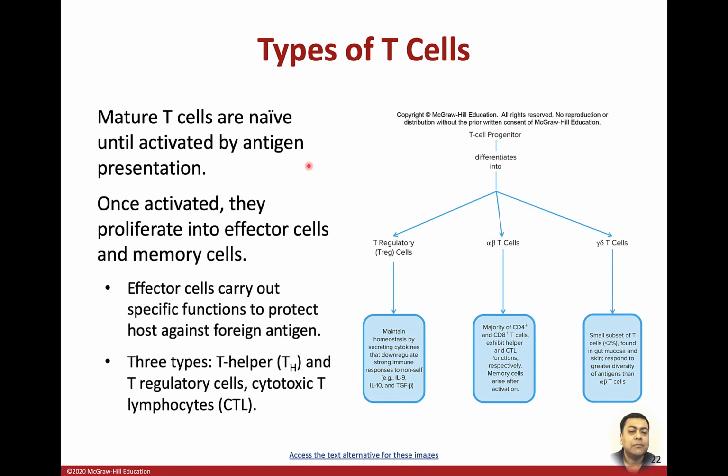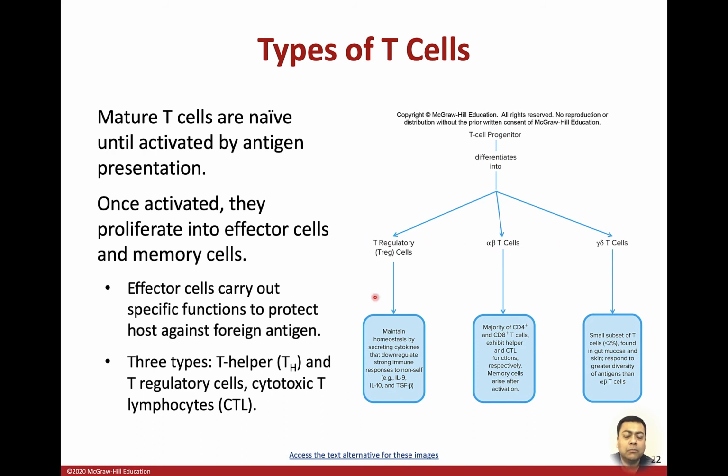So let's take a look here. The mature T cells, which I explained, are naive until activated by the antigen presentation. Once activated, as we just discussed, they proliferate into effector T cells and memory T cells. The effector T cells will carry out specific functions to protect the host against a foreign antigen, and they could be of three types: T helper, T regulatory cells, and cytotoxic T lymphocytes. The T helpers have the CD4s. The cytotoxic T lymphocytes, or the CTLs, have the CD8s. So let's see the T cell progenitor. This differentiates in the thymus into the T regulatory cells, alpha beta cells, we talked about that, or the gamma delta T cells.